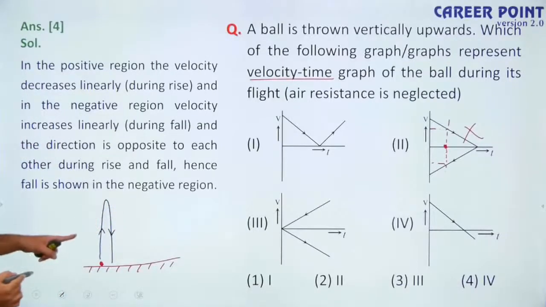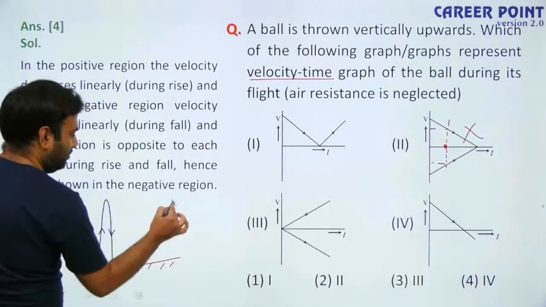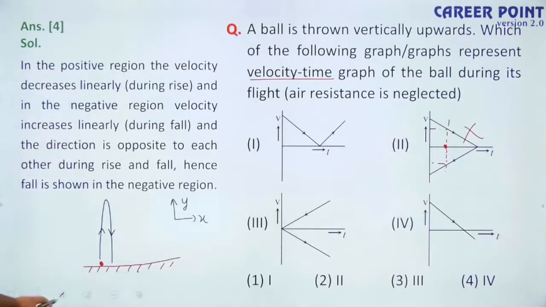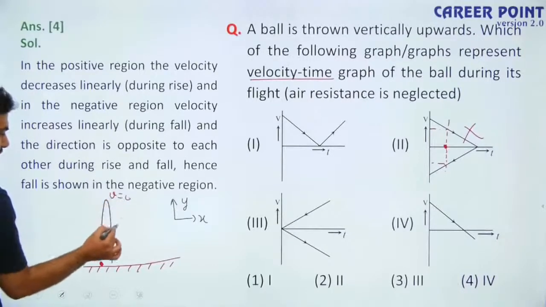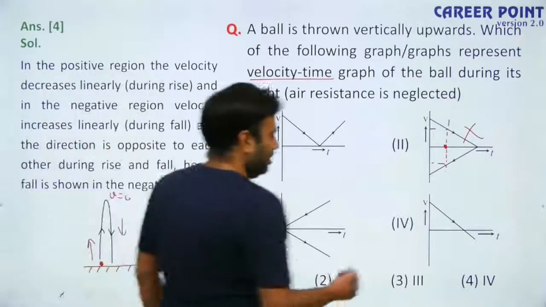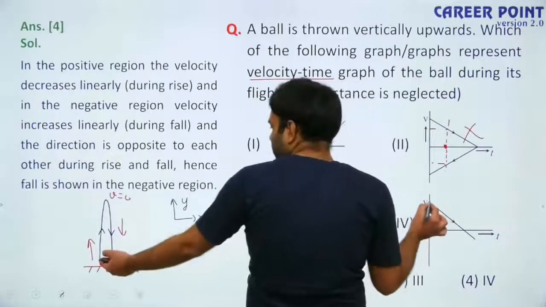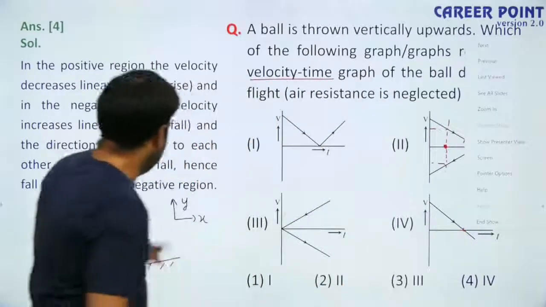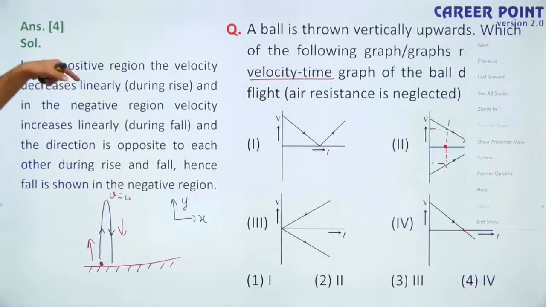Because velocity is a vector quantity, I am taking upward as positive and downward as negative. Initially its velocity was in the upward direction, then its velocity becomes 0 and finally its velocity is in the negative direction. So in the upward direction, its velocity was decreasing and it has become 0. After 0, its velocity becomes negative and then again increases in the negative direction.